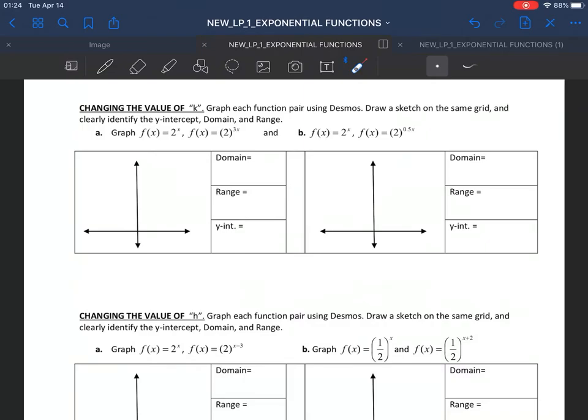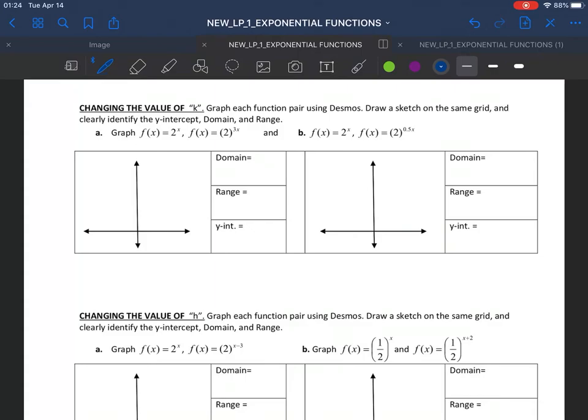So this is part 4 of lesson 1, and this time we are comparing the graphs of the function f of x equals 2 to the power of x. It's a basic exponential function, and f of x equals 2 to the power of 3x. And what we notice here is that we have changed the coefficient from k equals 1 to k equals 3.